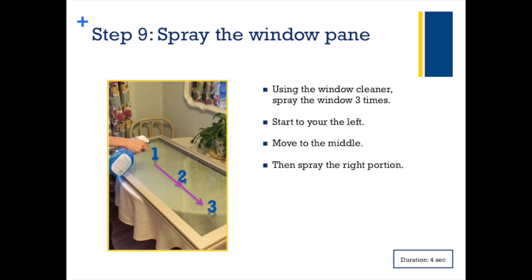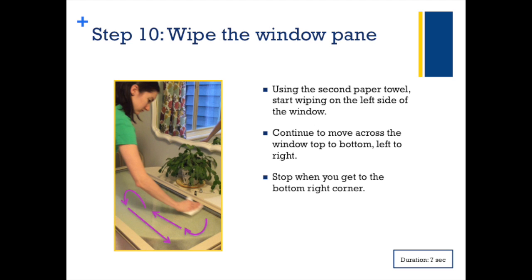Now that you have the other side up, you will need to spray this side 3 times with the window cleaner. Spray once on the left, once in the middle, and once on the right. Using the second paper towel, wipe this side of the window in the same manner you wiped the first side, beginning in the upper left corner and finishing in the bottom right.